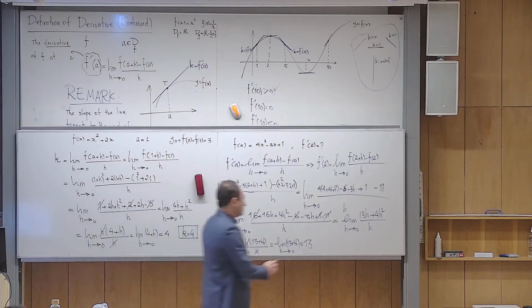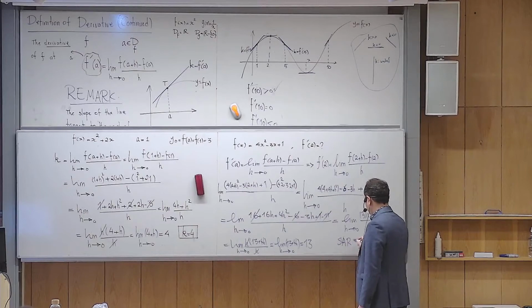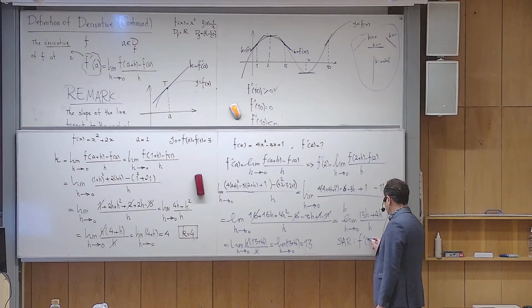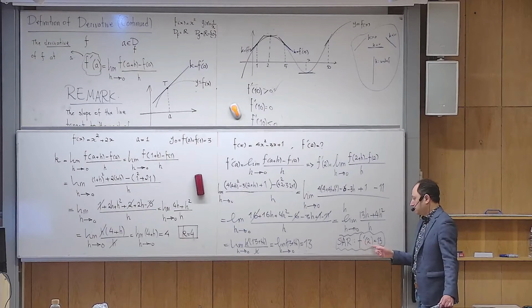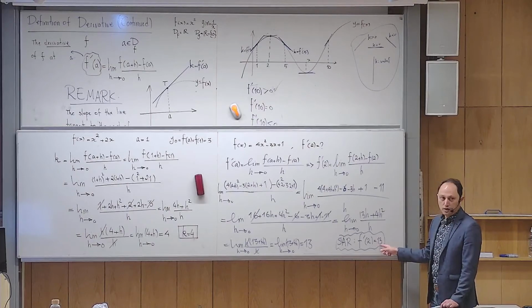So what you need to write as the answer is f prime of 2 is this number 13. How can you read it? You can say that f prime of 2 is 13, or you can say that the derivative of f at 2 is 13. So what is the meaning of this number?